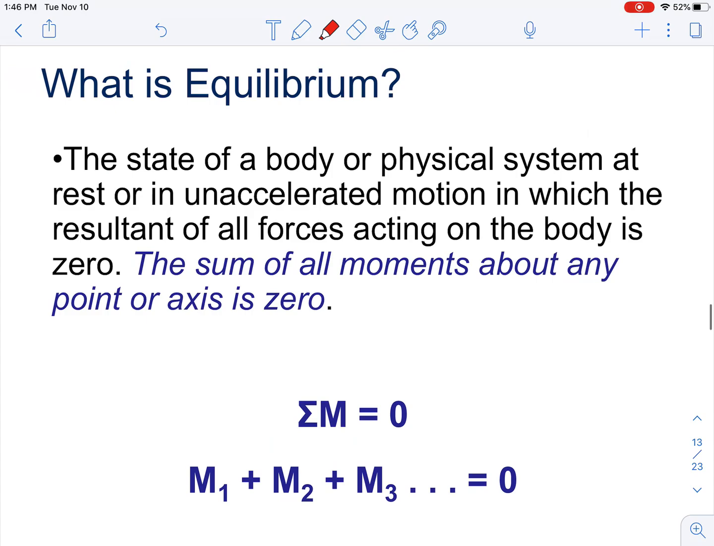So how does equilibrium happen? Equilibrium happens if the sum of your moments equals 0, which means the object will not be rotating. So all your moments add up to equal 0, which of course would mean that some of those moments would have to be negative.